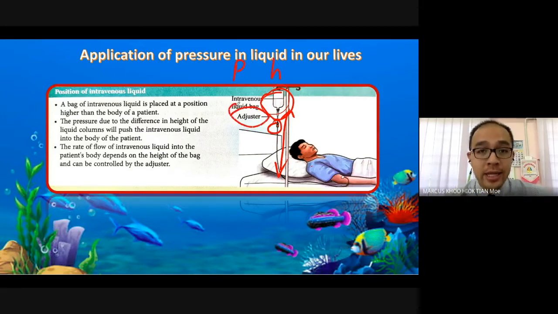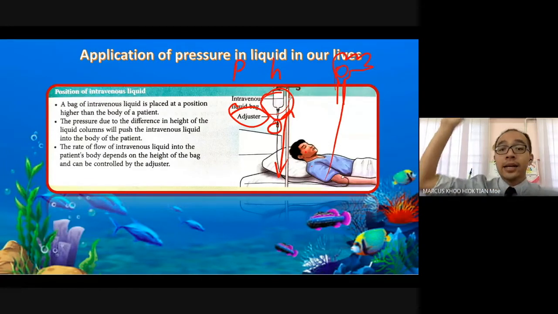That's why there is an adjuster, so that you can adjust how much water goes into your body so that your body doesn't get shocked. Okay, so the question is, what if this guy put the hand up here? Sorry, let's say he put his hand up here. And the hand is higher than the bag.